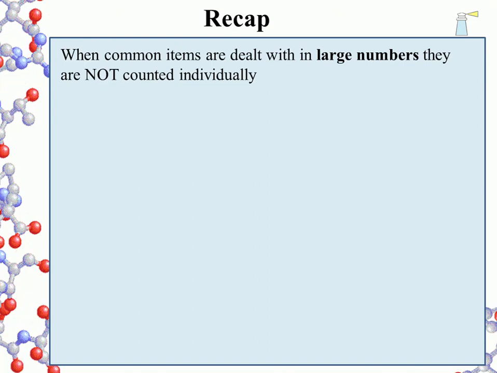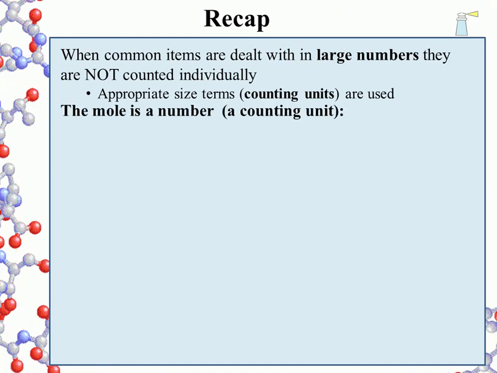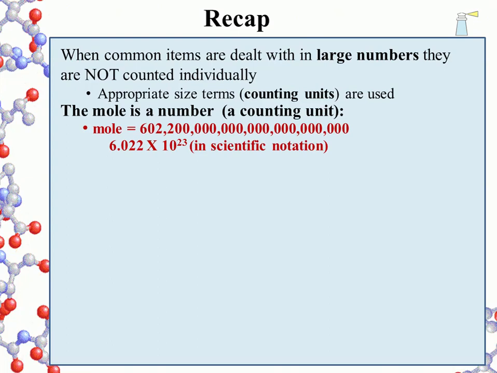To recap the lecture, when items are dealt with in large numbers, they are not counted individually. Appropriate sized terms, counting units, are used. This is solely done to bring numbers into a more comfortable range. The mole is a number. It is a very large number, which can be represented in scientific notation as 6.022 times 10 to the 23rd. Some textbooks will use the coefficient 6.02 instead of 6.022.